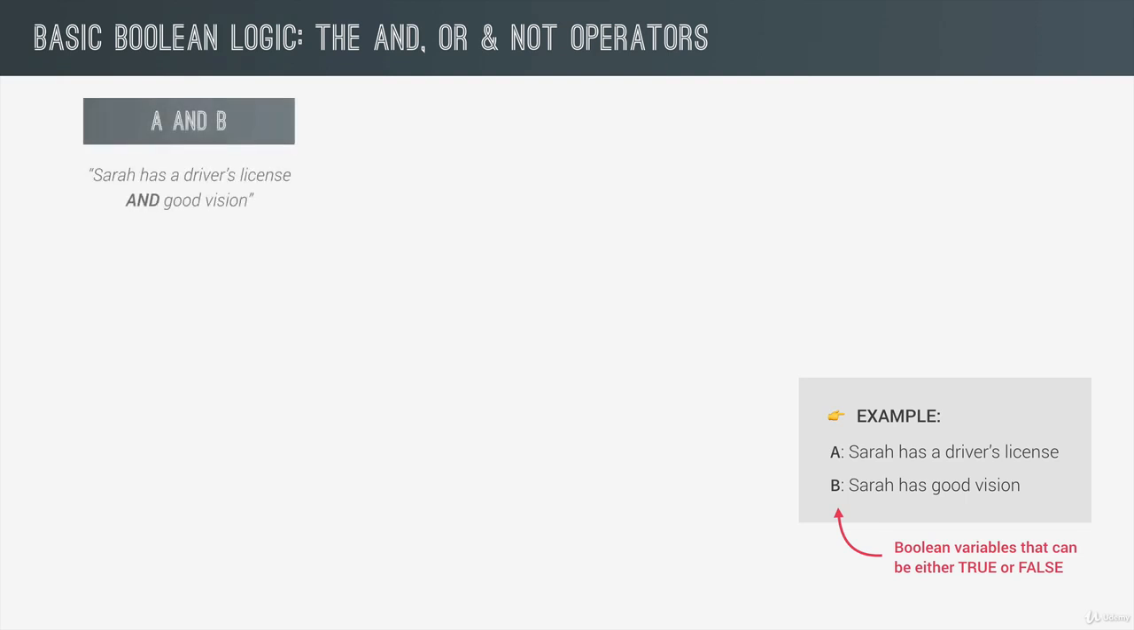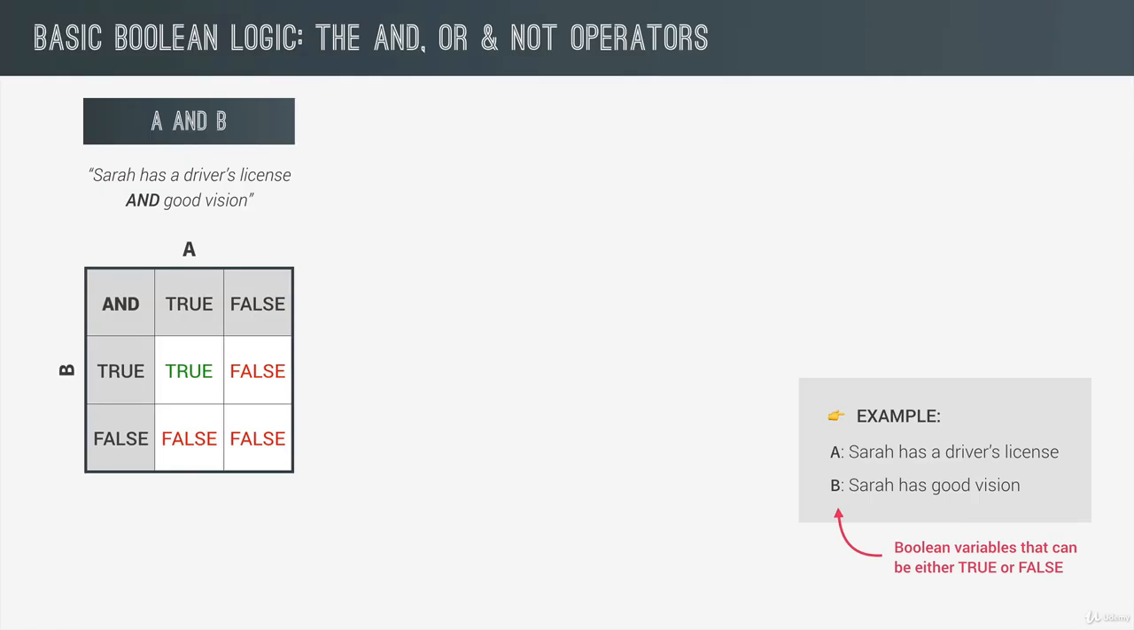Now, using the AND operator like A and B, we can combine these two Boolean variables like Sarah has a driver's license and good vision. Okay, but now what will be the result of this operation? Well, for that we use a so-called truth table, which looks something like this. Here we have the two possible values for each of the variables A and B, which gives us 4 possible combinations of results. And so then all we have to do is to plug in the value of our variables and get the result of the AND operation from this table.